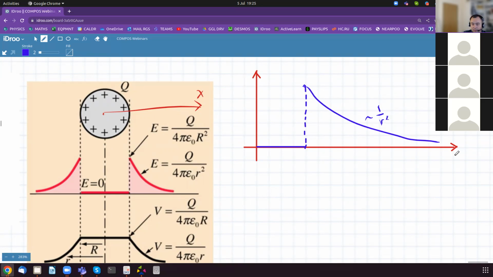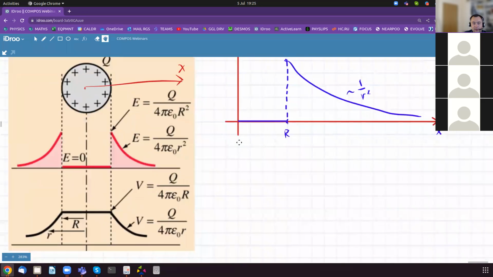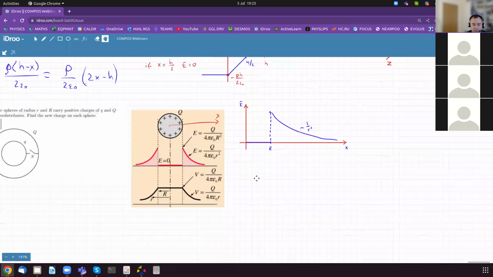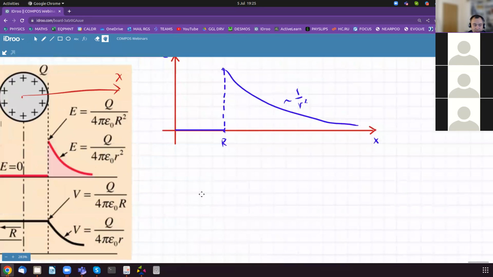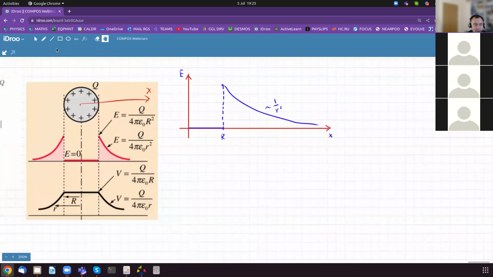So x, and this is the radius of the sphere, and this is the electric field. If you look at the electric potential inside a sphere, and this is a very important result as well.